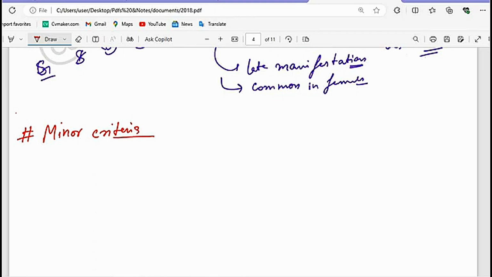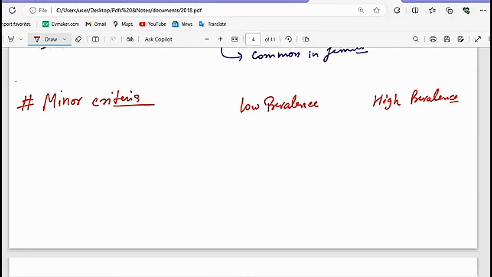When we talk about the minor criteria, remember again we have the low prevalence area and the high prevalence area. The criteria are different for the two: one for the high prevalence area and another for the low prevalence area. I remember this as arthralgia. In low prevalence areas we consider polyarthralgia a minor feature, and here we consider monoarthralgia a minor feature, because in high prevalence areas polyarthralgia is a major criterion.